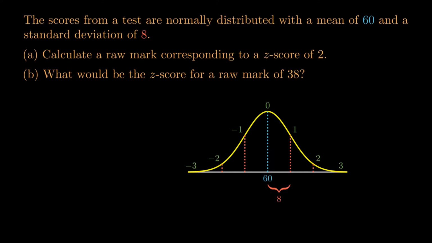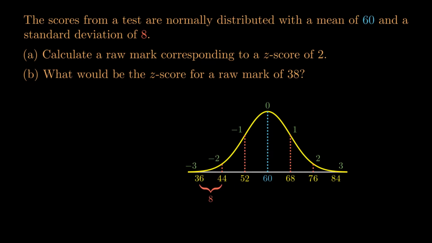So the score at the green 1 must be 68. Then we have 76, that's just 68 plus 8. Then we have 84, that's 76 plus 8. Then we can go the other way, meaning we go back by 8. So 60 minus 8 is 52. Minus 8 again, that's 44. Then one more time for fun, that's 36.